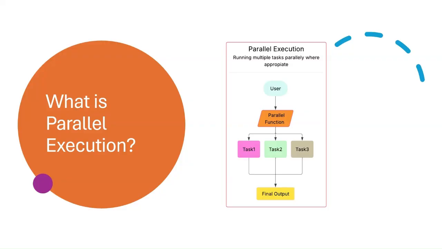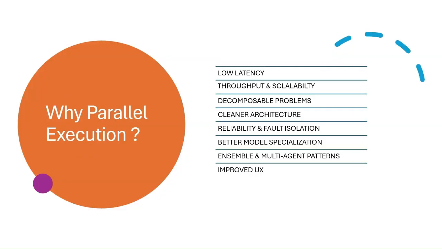Now, why parallel execution? Parallel execution enables AI systems to run multiple tasks simultaneously instead of sequentially, significantly reducing overall execution time. Instead of adding up the duration of each task, the total time is determined by the slowest task, making the system much faster. It also improves scalability by efficiently utilizing resources such as APIs, compute, and threads, especially when tasks are independent or use different models.